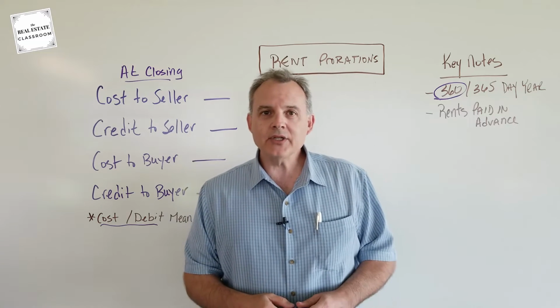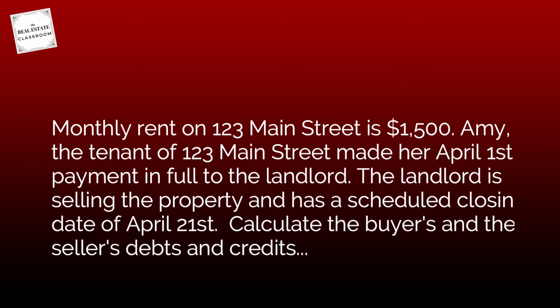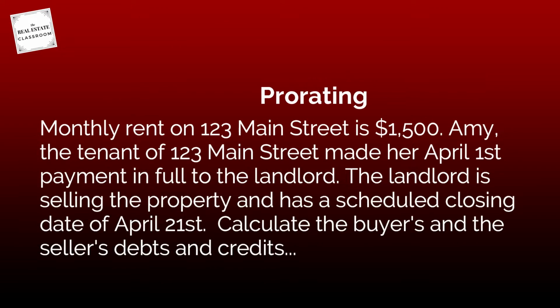All right, so let's actually get to our sample problem for this video. Monthly rent on 123 Main Street is $1,500. Amy, the tenant of 123 Main Street, made her April 1st payment in full to the landlord. The landlord is selling the property and has a scheduled closing date of the 21st of April. Calculate the buyer and the seller's debts and credits.